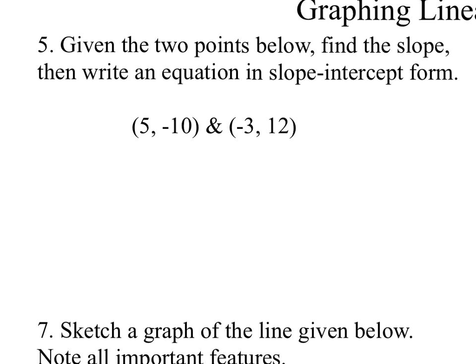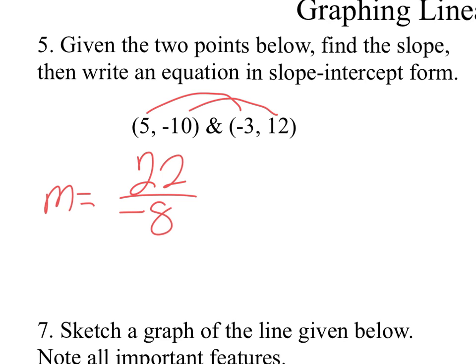For number 5, I'm being asked to find the slope. Okay, I'm going from negative 10 to 12, which is plus 22, from 5 to negative 3, which is minus 8. And then I'm asked to find an equation in slope-intercept form. So now that's y equals, and then we've got negative 22 over 8, x plus b.